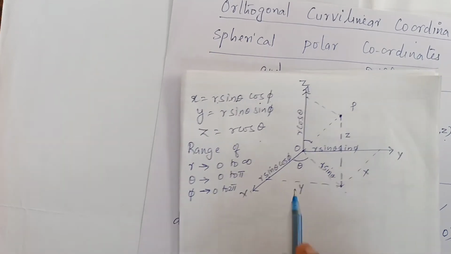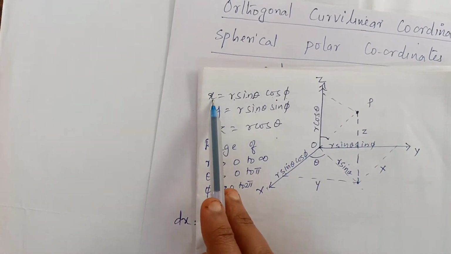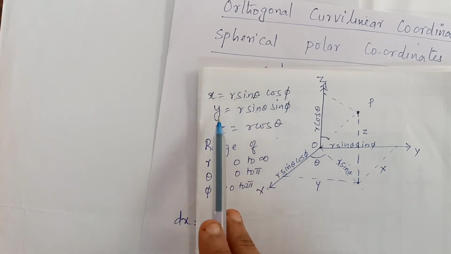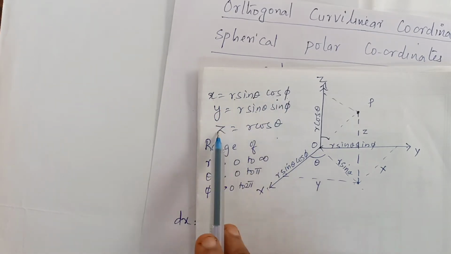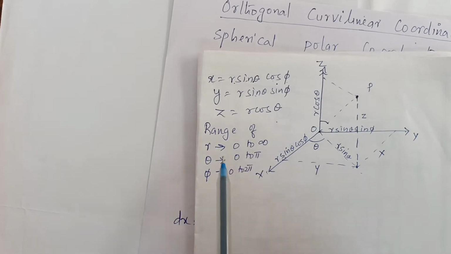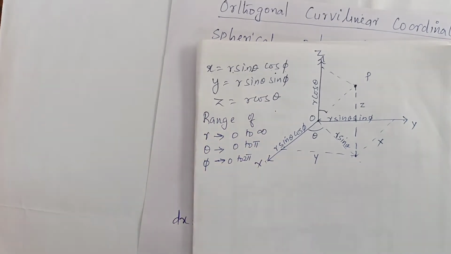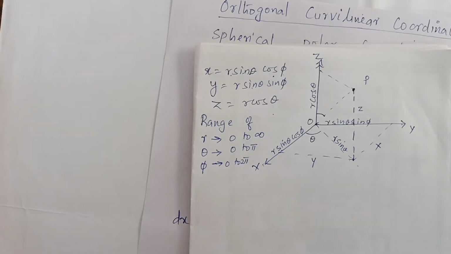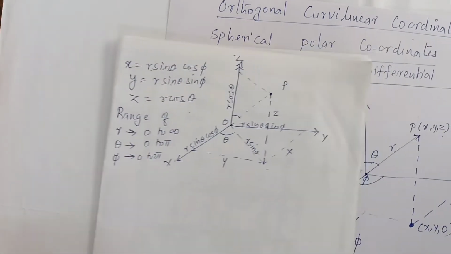Okay, and we already know the relations: x is equal to r sin theta cos phi, y is equal to r sin theta sin phi, and z is equal to r cos theta, where r ranges from 0 to infinity, the polar angle ranges from 0 to pi, and the azimuthal or longitudinal angle ranges from 0 to 2 pi. At present we are not concerned with the derivation of these relations. We are just going to use them straight away.